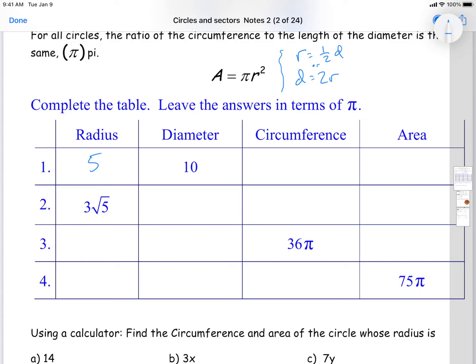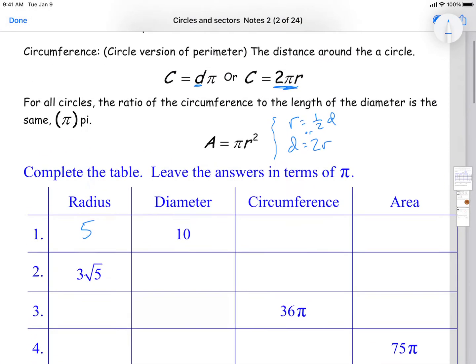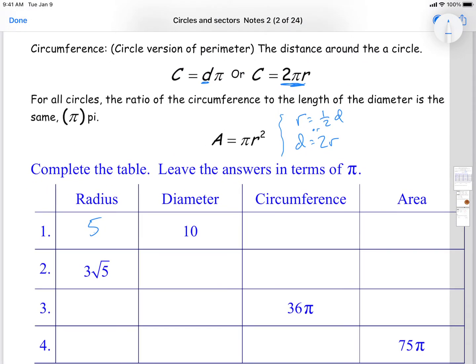So if my radius is 5 and my diameter is 10, what's my circumference? And we want to leave it in terms of pi. You don't want to calculate this out as 3.14159 times whatever. That's exactly what it is. My circumference is 10 pi, okay?